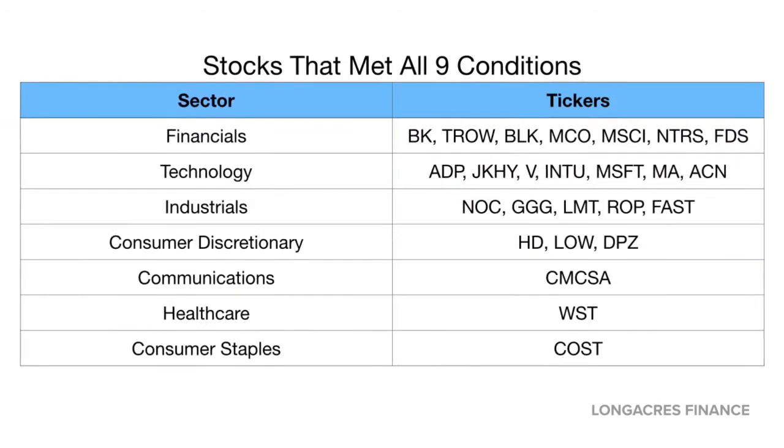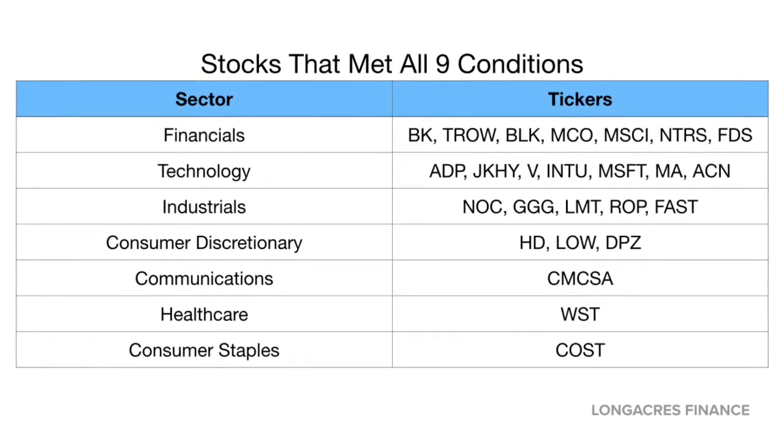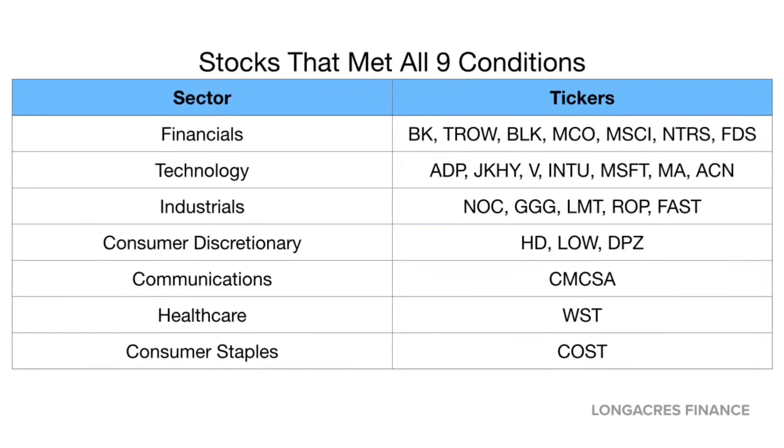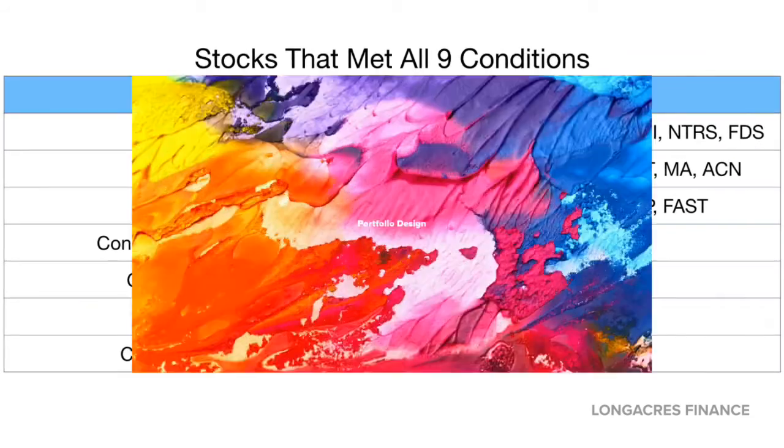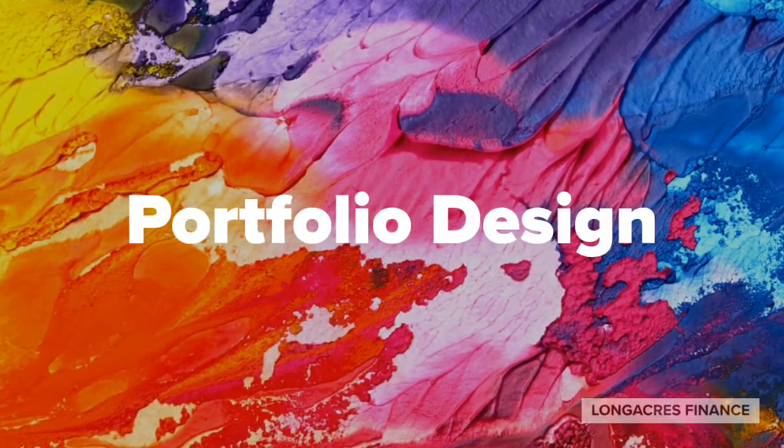Here are the ticker symbols for all 25 stocks that met all 9 conditions, listed by sector. As you can see, the list is skewed towards the top 3 sectors. Now that I have my list of stocks, let's move on to designing the portfolio.